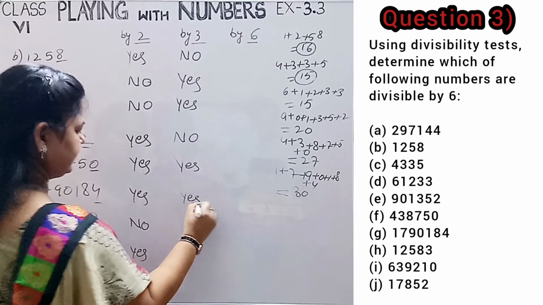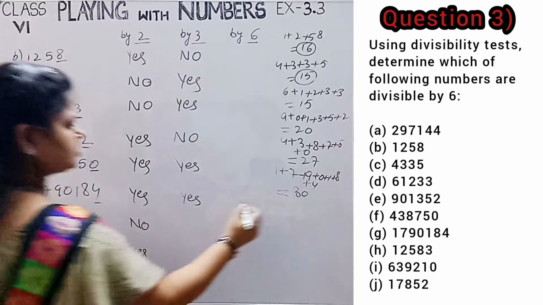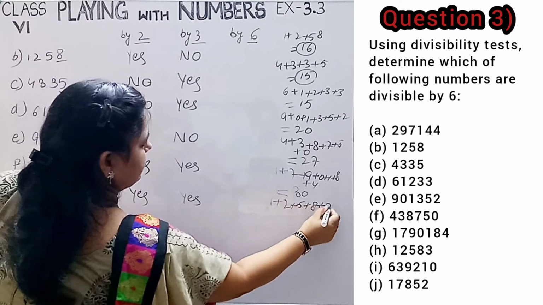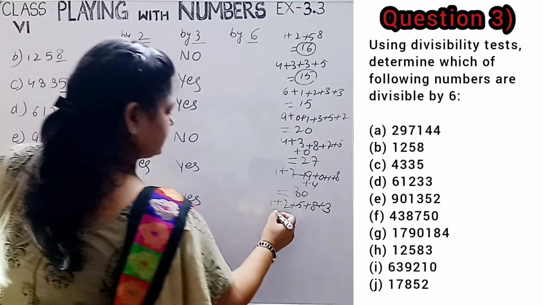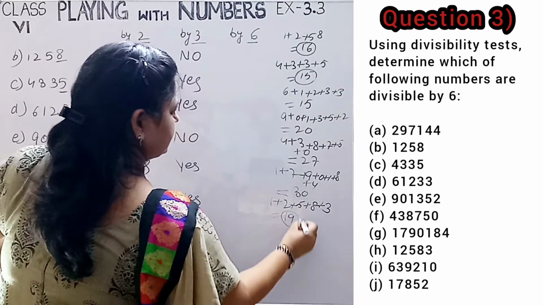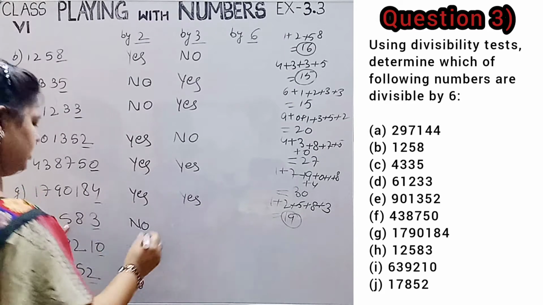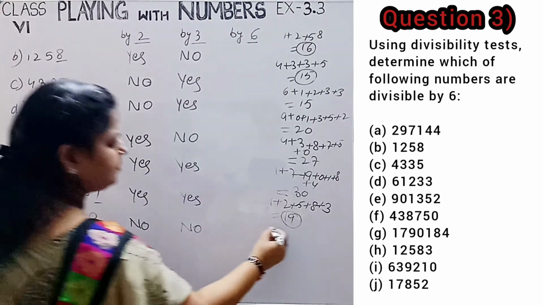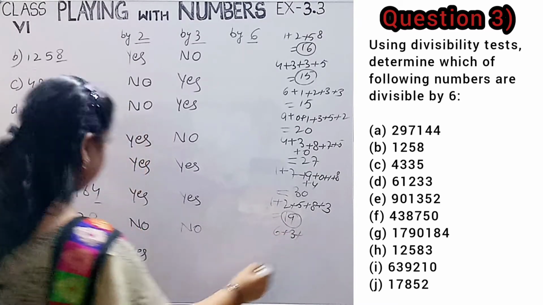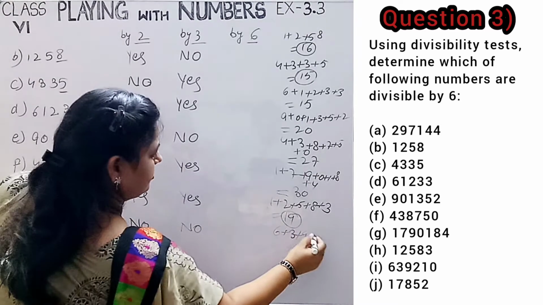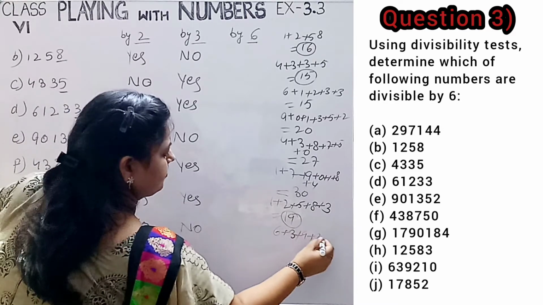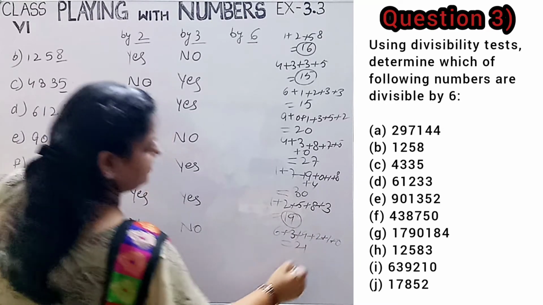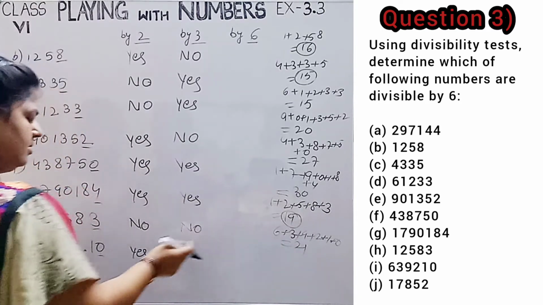So yes. Next one is 1 plus 2, 5 plus 8 plus 3. And this is 19. And 19 is not a multiple of 3. So answer is no. Next one is 6 plus 3 plus 9 plus 2 plus 1 plus 0. After adding we get 21, and 21 is divisible by 3.